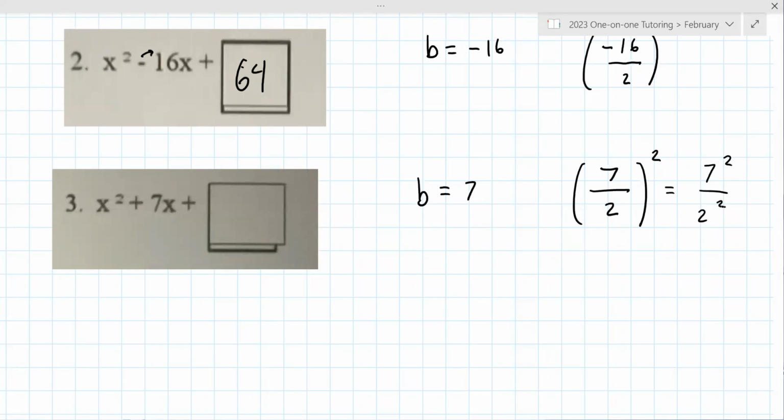So what does the top become? What's the numerator? 49. And then over 4. Good. Very good. Any questions on that before we move on to 4? No. Okay.